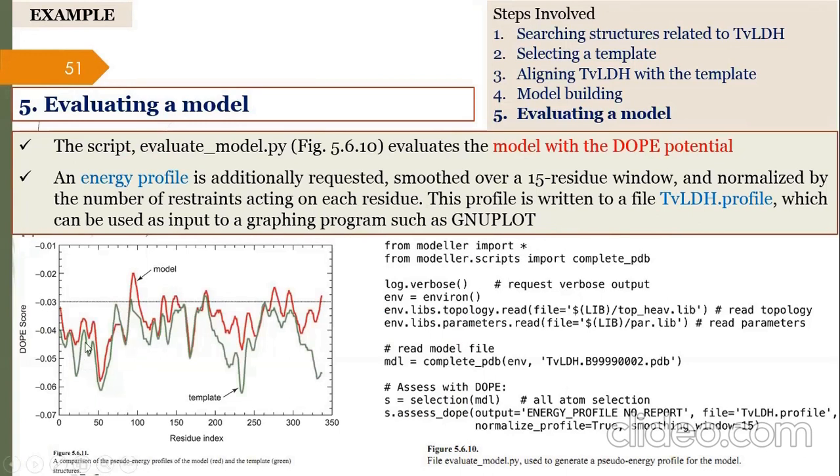This is the comparison of pseudo energy profiles of the model. So the red one is our model. So this is a graph for our model, the red one. And the green one is the template, meaning the template that has been taken from the PDB. And now we have the model in the red one. So we can see if the red one aligns with green.